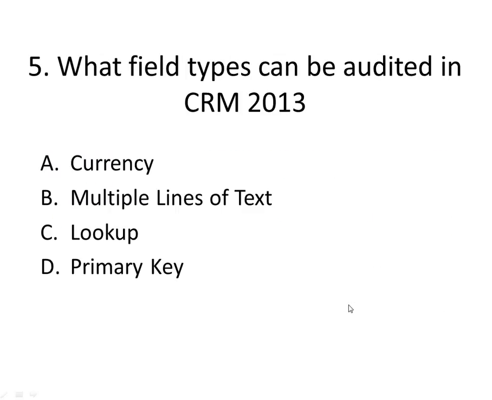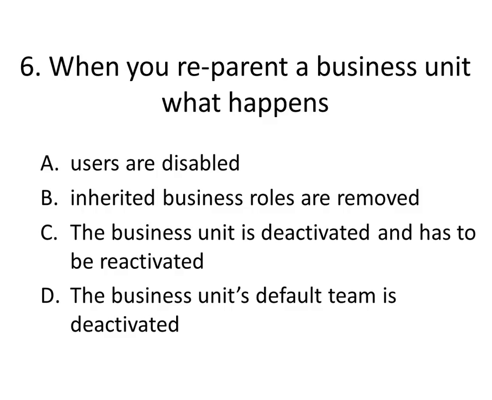5. What field types can be audited in CRM 2013? Currency, multiple lines of text, lookup, or primary key. So the answers are currency, multiple lines of text, and lookup can all be audited. Primary key cannot be audited. And to be honest, there wouldn't really be any benefit to auditing it anyway, because it'd just be a GUID.